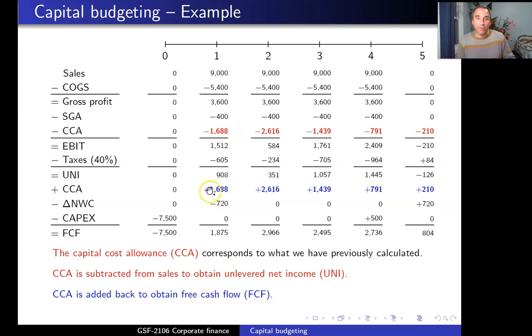We need to add it back because if we don't, it's as if we were calculating the cost of $7,500 twice. So here minus 1,688, minus 2,616 and so on. The sum of all these numbers will amount to $7,500 into perpetuity. So we subtract it here to reduce the tax expense, to have a tax expense which is closer to what the firm will actually pay. Then we add it back in the cash flow calculation because it's a non-cash expense.